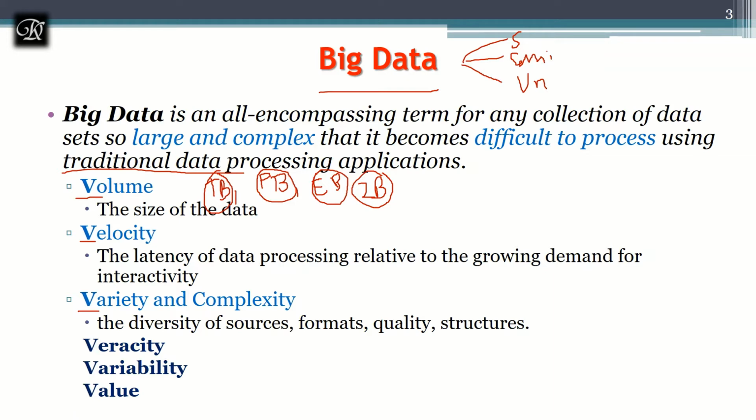Next is velocity. The speed of data generation is very, very high. If I take an example, in a minute, 50 hours of video are uploaded to YouTube by the YouTubers. You can just imagine, in a given 1 minute, they upload 50 hours of videos. So what is the total number of hours of video uploaded to YouTube in a given day? It will be very huge, and the velocity is very huge.